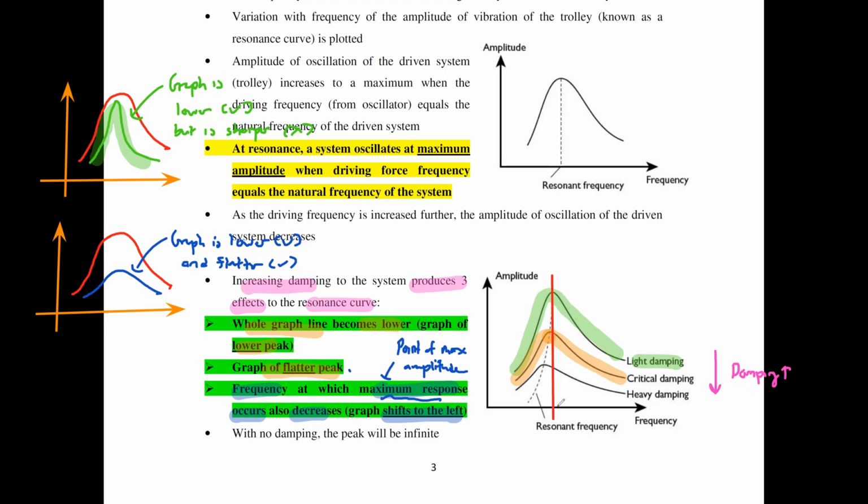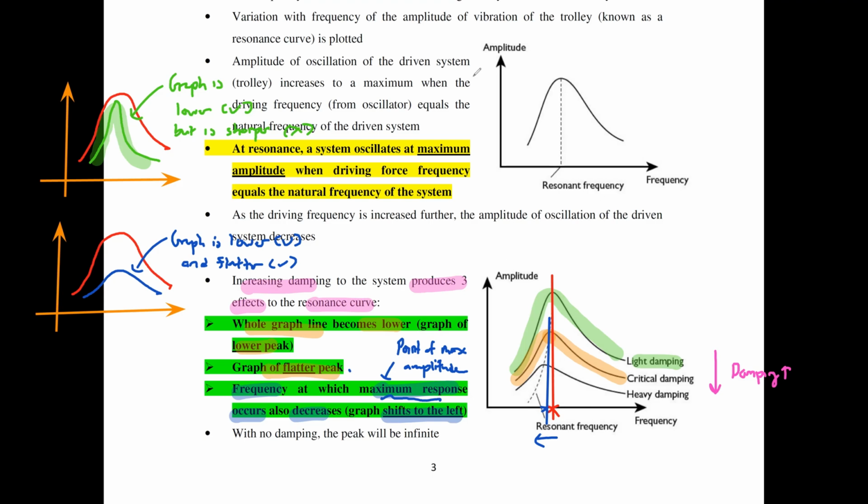Okay, if you look at the original graph, the one with light damping, where you had maximum amplitude, it was right over here, right? But then after that, with increased damping, you will notice that the point where you have maximum amplitude starts to decrease. The frequency at which it occurs starts to decrease. It shifts towards the left, like this one here. Isn't it? So it kind of goes towards the left. The frequency at which maximum response occurs decreases because the graph shifts to the left.